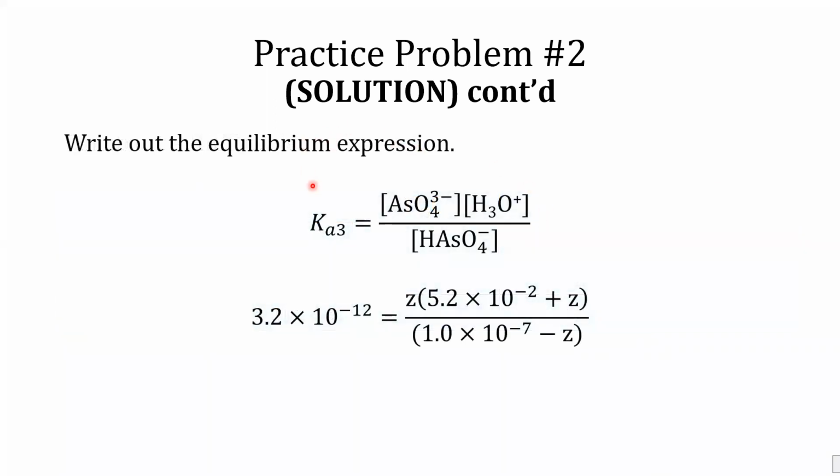The equilibrium expression for K3 equals the concentration of arsenate ion times hydronium ion divided by the concentration of hydrogen arsenate ion. If one plugs in the numbers, 3.2 times 10 to the minus 12 equals Z times (5.2 times 10 to the minus 2), divided by (1.0 times 10 to the minus 7 minus Z).